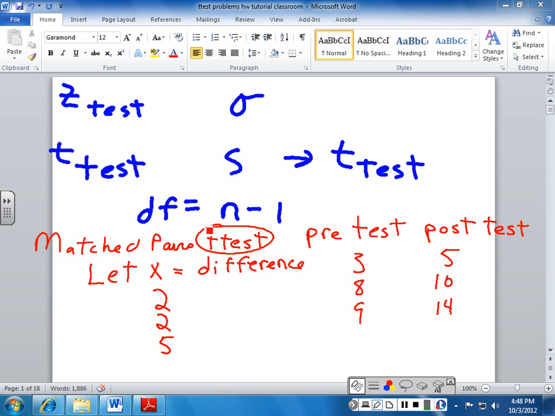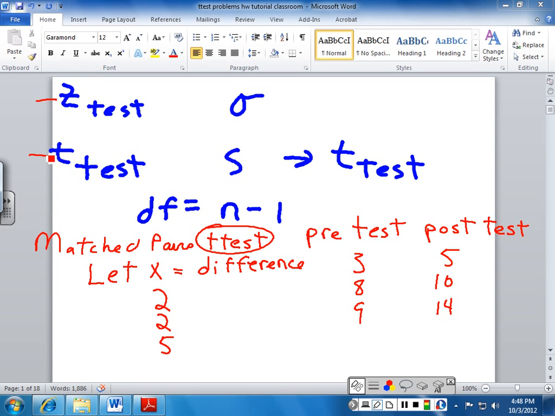If you have population standard deviation, use the z-test. There are no degrees of freedom to correct for, so that's just what we've already done. For the t-test, we have a sample standard deviation. That means we use the t-test and correct for degrees of freedom. The matched pairs t-test is just another t-test.